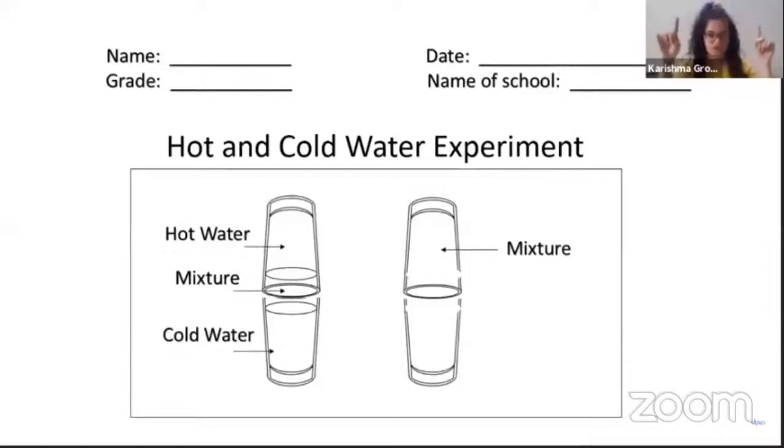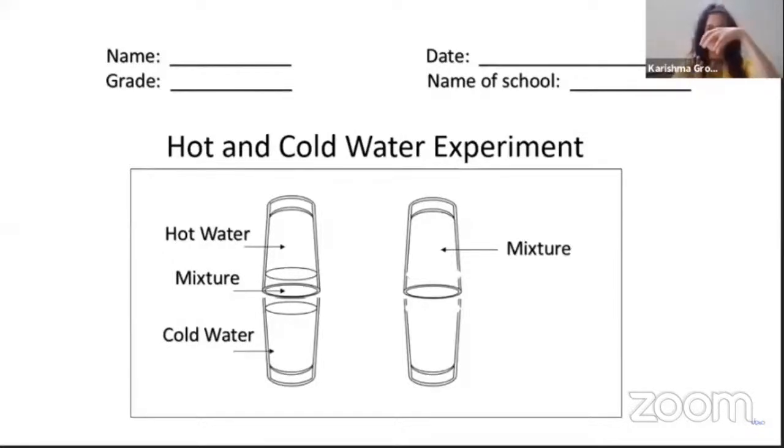Okay, let's go ahead. Now what you're supposed to do is draw a rectangle, and in that we are going to draw two sets. In the first one, you'll have two glasses, one proper glass and one inverted glass, with cold water at the bottom and hot water at the top, so you'll have a mixture in the center.